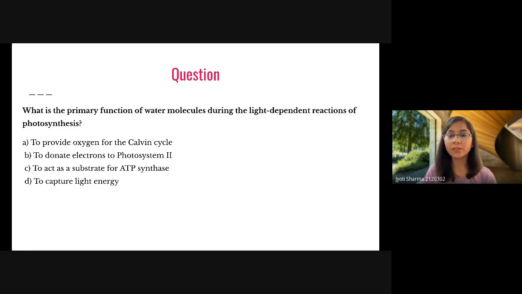Even if you give me the wrong answer, I will correct you, so don't worry about this. But I think with the communication, with the discussion, you will learn more effectively. So that's why I always encourage you to speak up, and you can write your option in the chat box anytime. So what is the primary function of water molecule that we use in the light dependent reaction of photosynthesis?